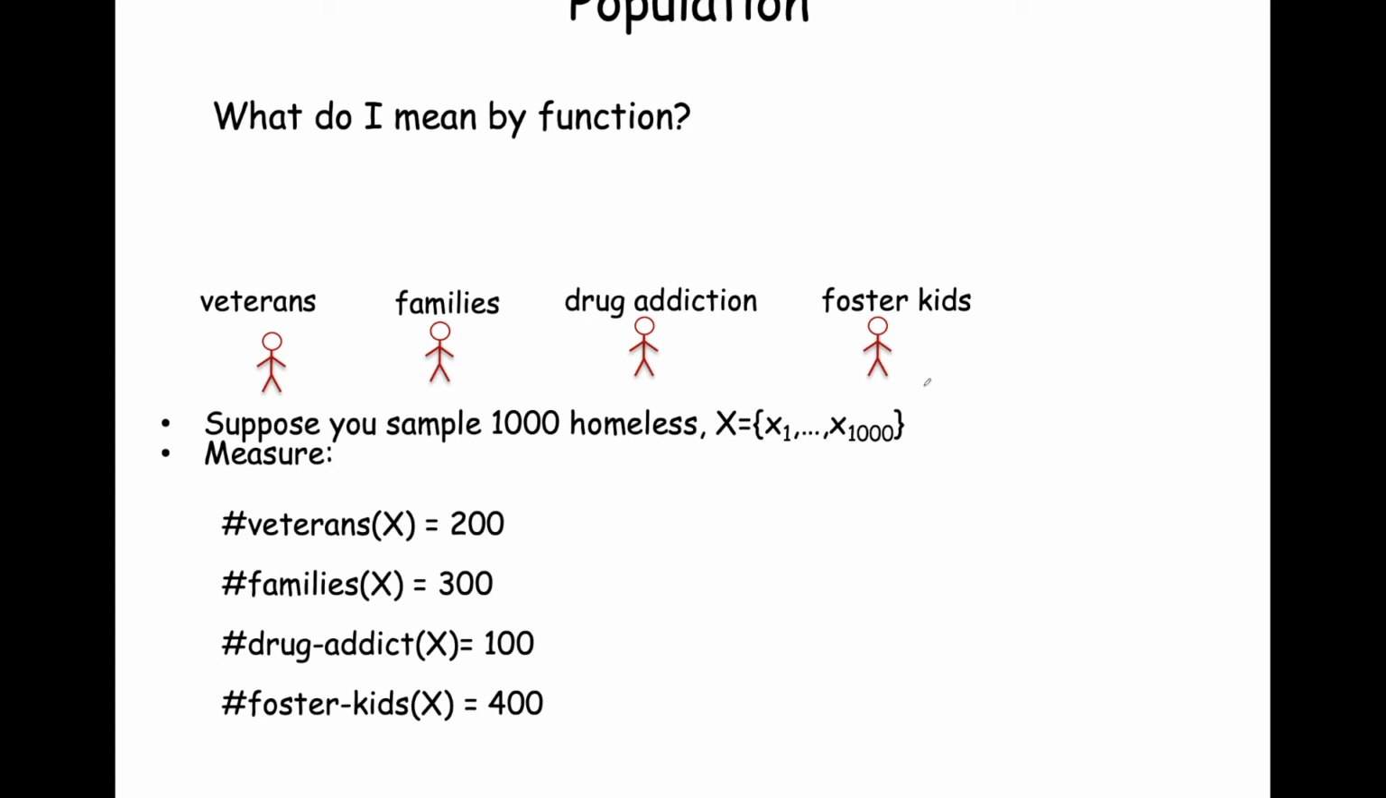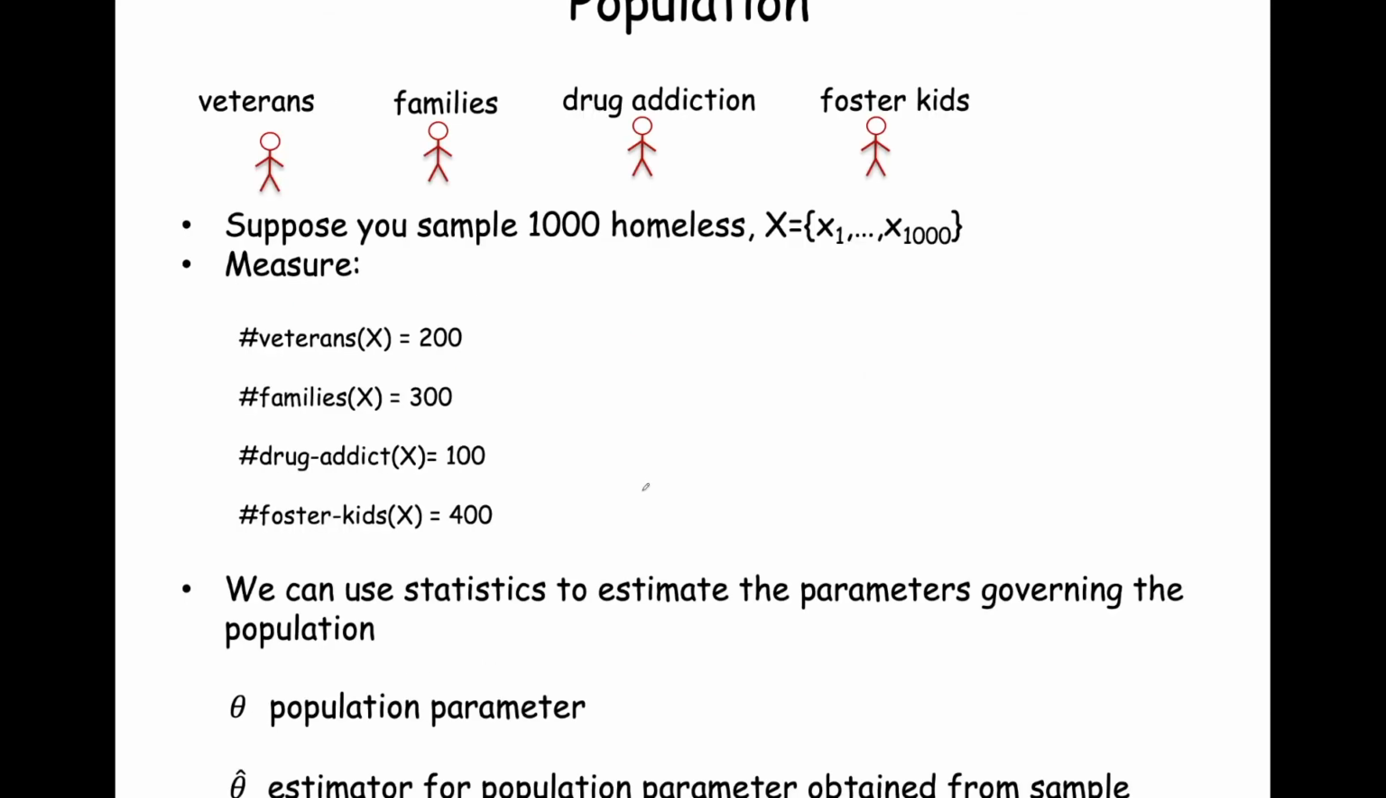So let's compute the following functions. We're going to compute the number of veterans from our sample of 1,000 people. Let's assume that there were 200 people. And then the number of families, that's another function, 300. Drug addicted, 100. Foster kids, aged out foster kids, 400. So in this case, the function we compute over the sample returns the number of individuals from that sample belonging to each one of our categories. And that is absolutely a function. And so it can be any function that you can imagine.